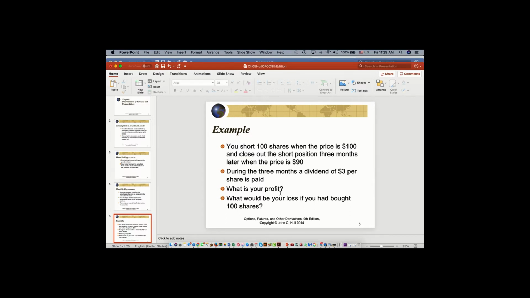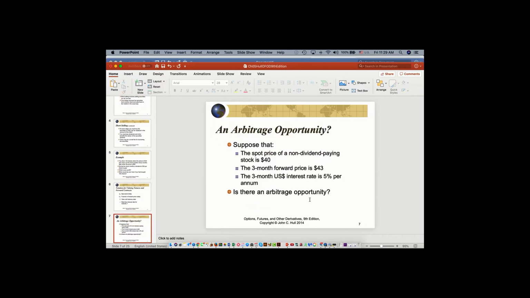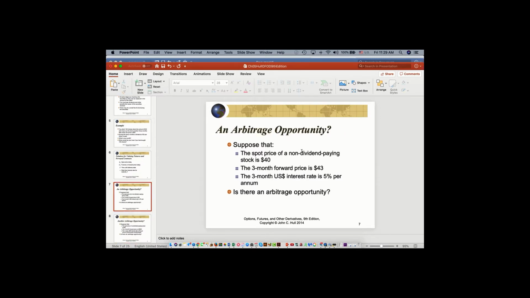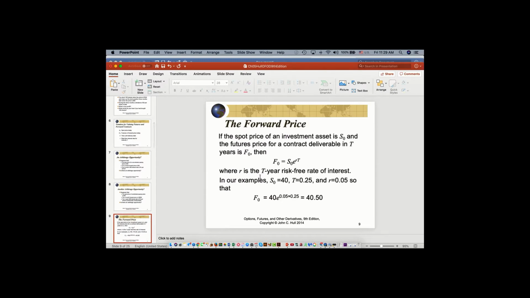Well, if you short, what is your profit? If you long, what is your profit? And then you need to also find out whether there is an arbitrage opportunity in this scenario or this scenario here. Basically, what you have to do is go to this cost of carry model.